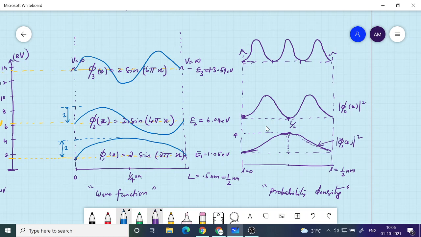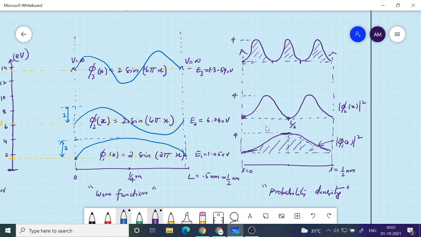So what is the probability of finding the electron from this point to this point? You have to integrate this, and when you integrate, you will see that it will be 1. If you integrate this expression and find the area, this will be the total probability of finding the electron anywhere from 0 to L, and that will be 1. This will be 4 here, and if you integrate from x equal to 0 to x equal to half, you will see that this area inside will be 1.